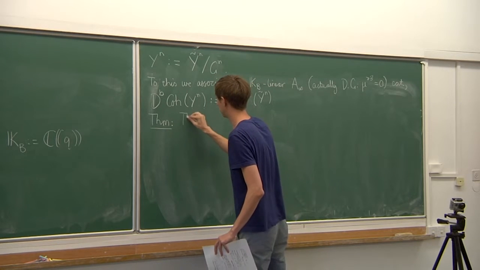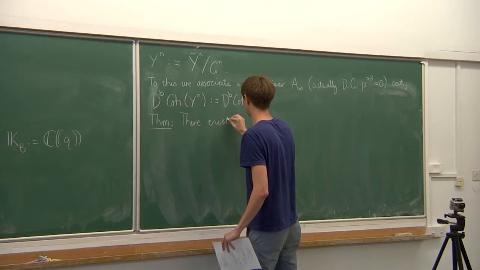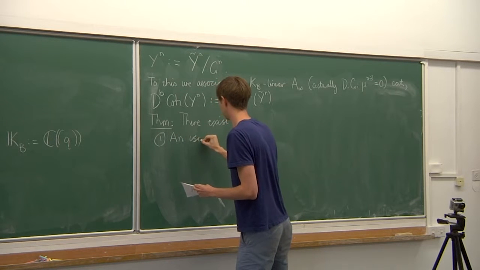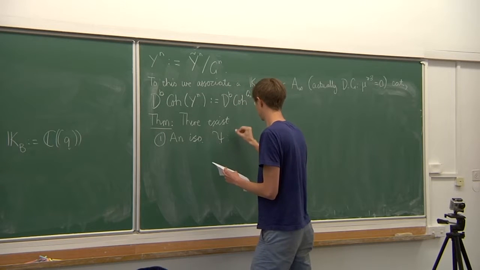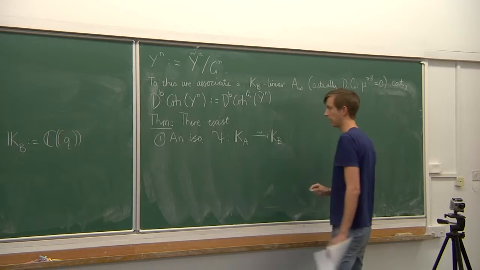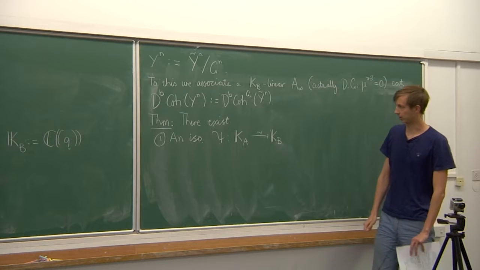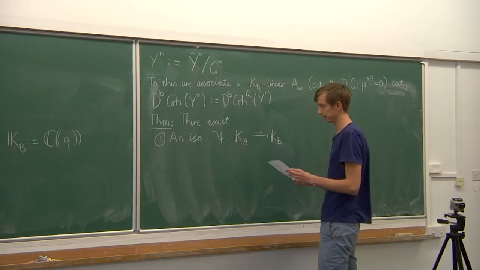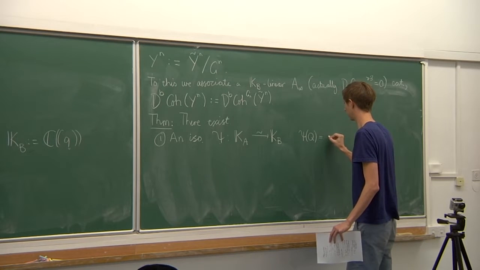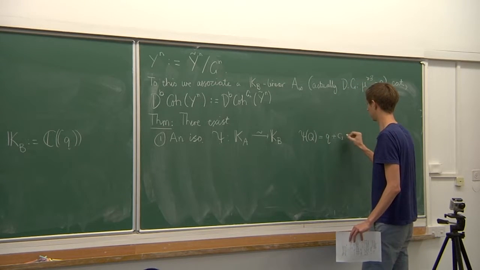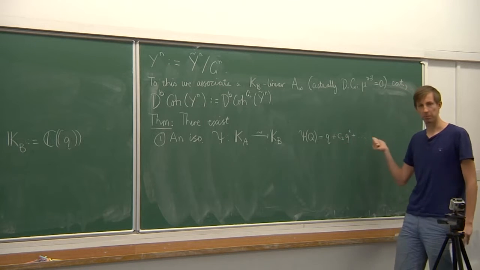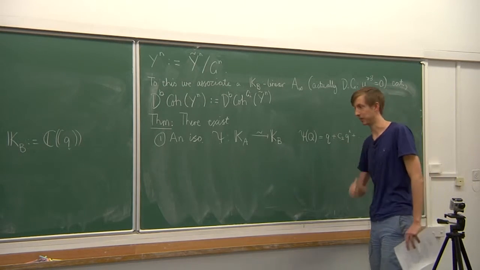So the theorem says that first, there exists an isomorphism from K_A to K_B. It sends Q to some power series in little q, whose leading order term turns out to be 1.